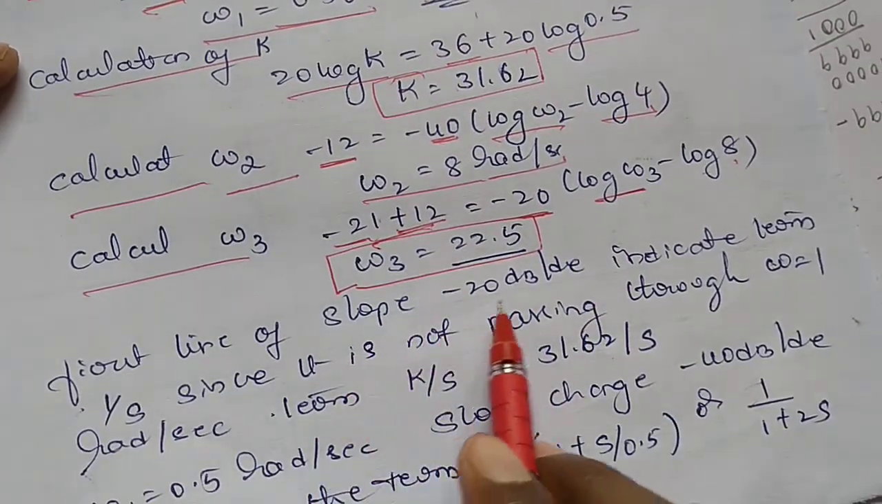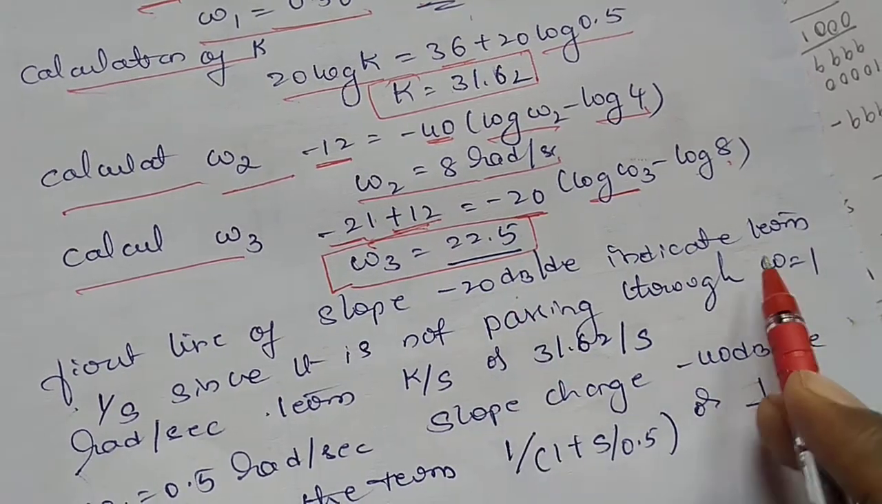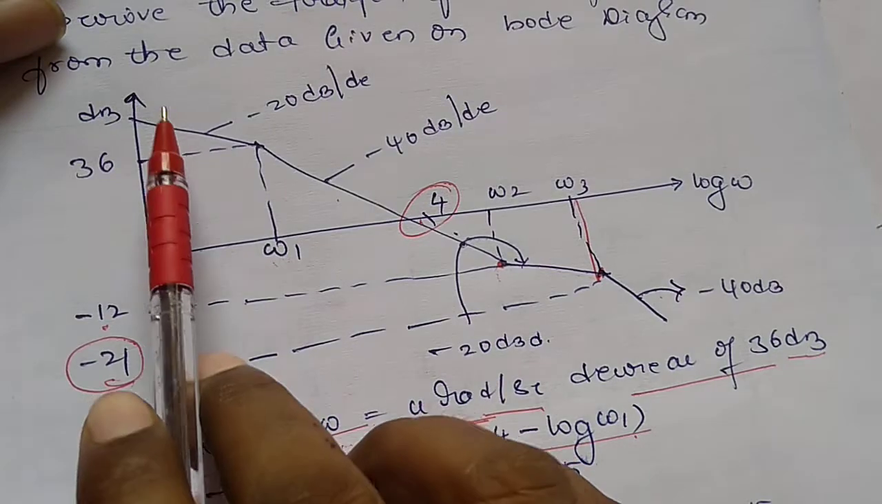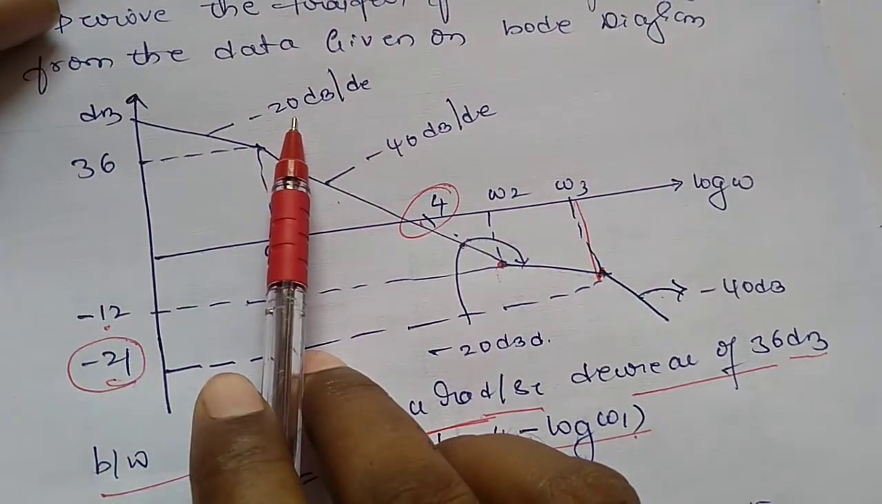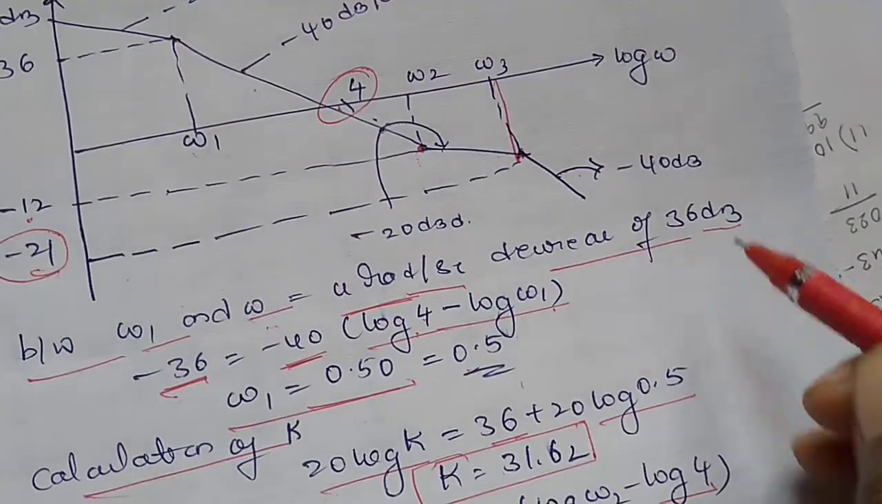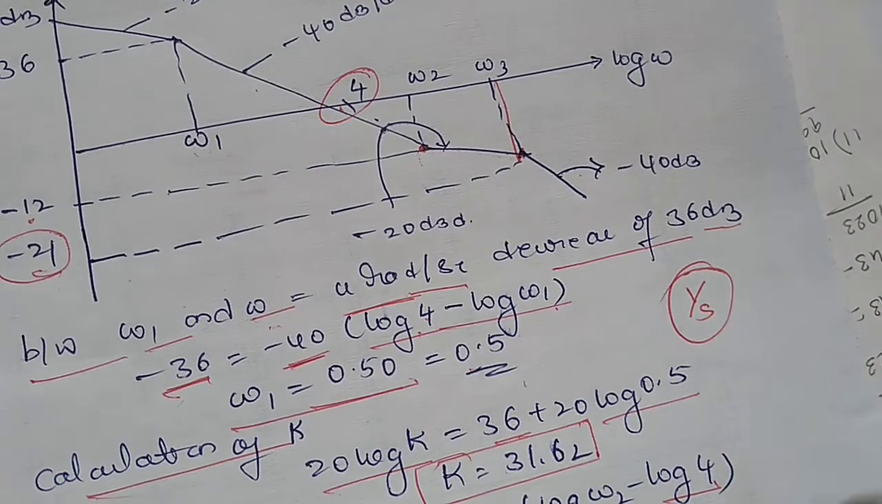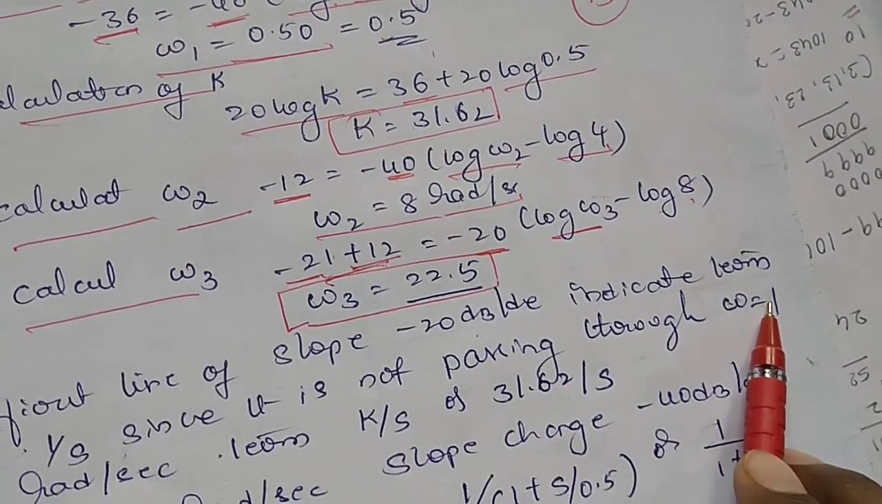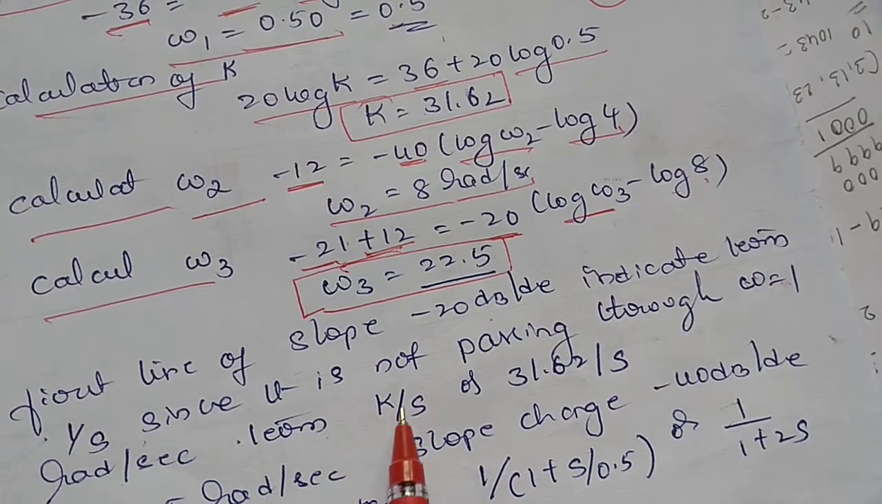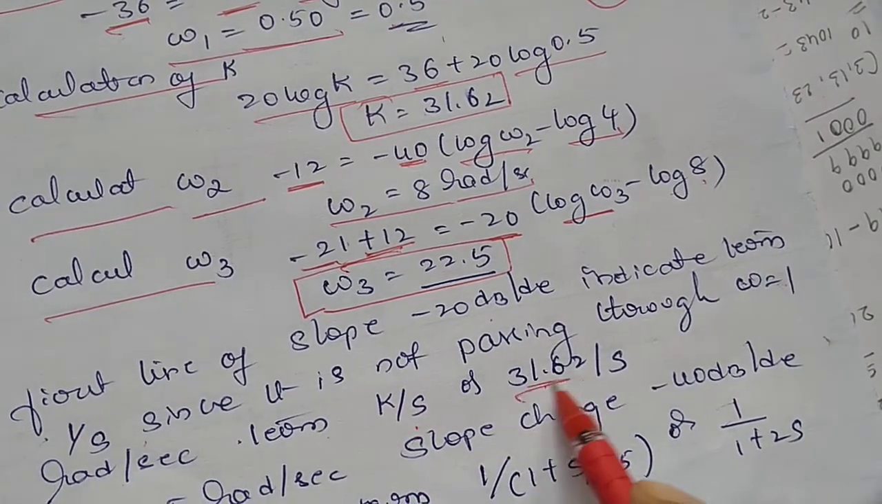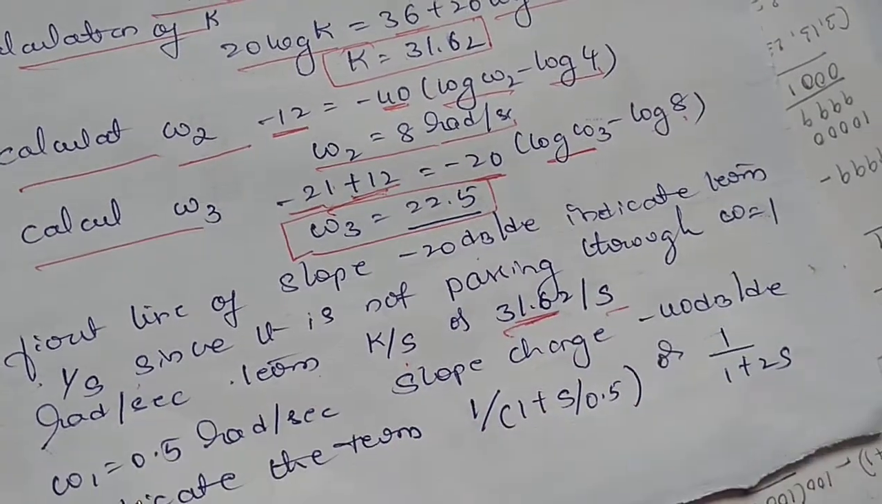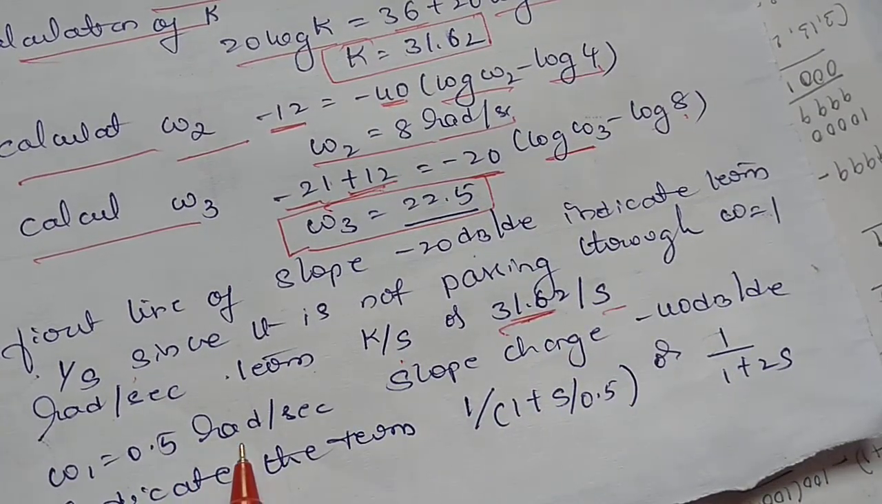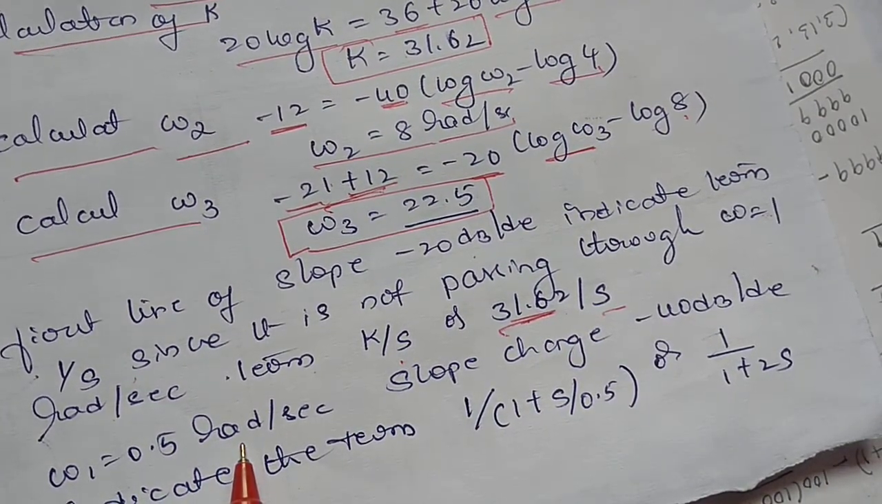Then the first line of slope is minus 20 dB per decade, which indicates the term 1 by s. From the graph, this is the slope, minus 20 dB means 1 pole at the origin. So 1 pole at the origin means the term is 1 by s. Since it is not passing through omega equal to 1 radian per second, the term is k by s. K is known, 31.6 divided by s. Then at omega 1 equal to 0.5 radian, already you have to calculate it.